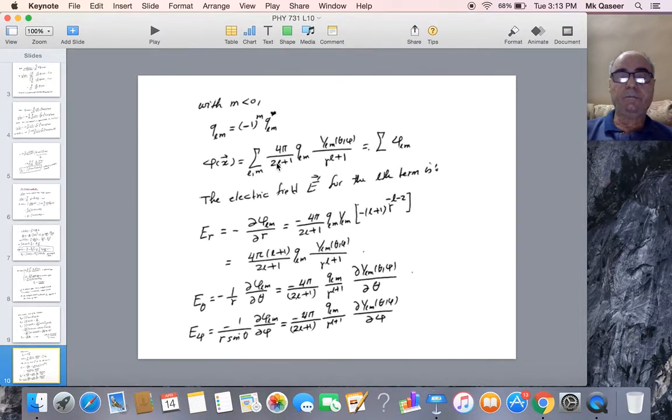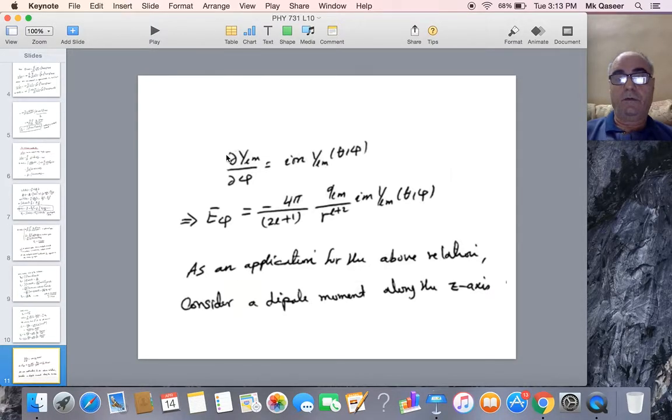Now to get the electric field, we have to take the gradient of phi in spherical harmonics. This is the radial component, this is the theta component, this is the phi component. For the phi component, note that we can write dY_lm by d phi as i m times Y_lm of theta phi. So this gives you a phi component.